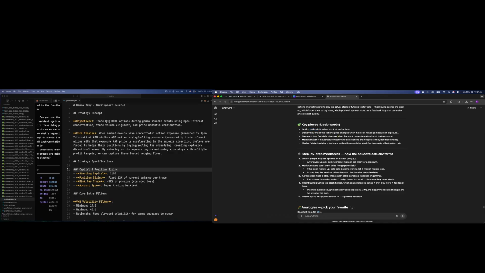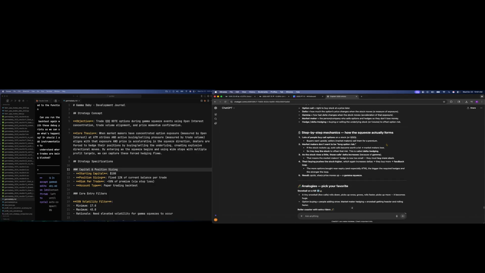Delta is how much the option price changes when the stock price moves, a measure of exposure, right? Gamma is how fast the delta changes when the stock moves, the acceleration of that exposure. A market maker is a person or company who sells options and hedges so they don't lose money. Hedging, or delta hedging, is buying or selling the underlying stock or futures to offset the risk.